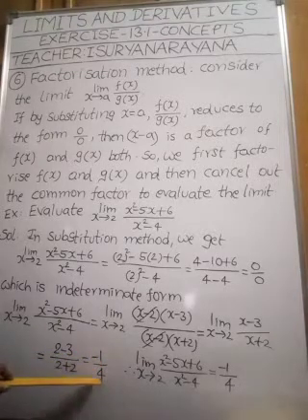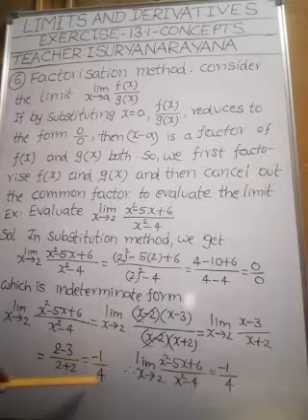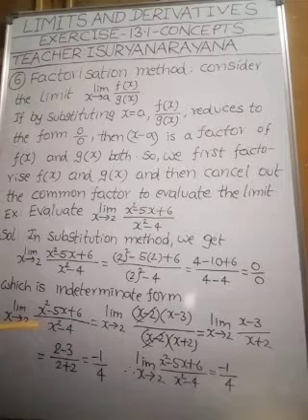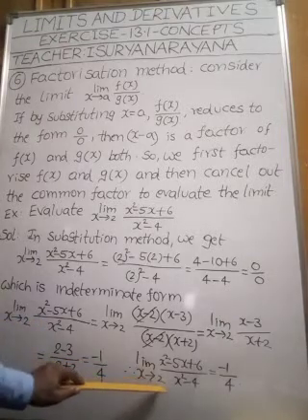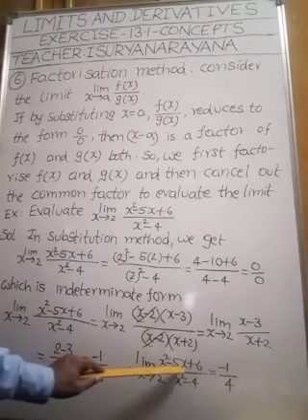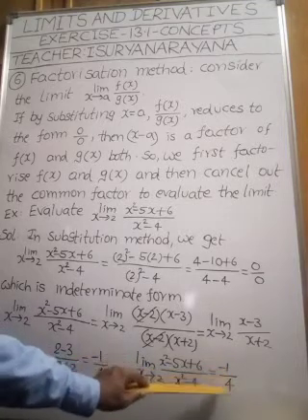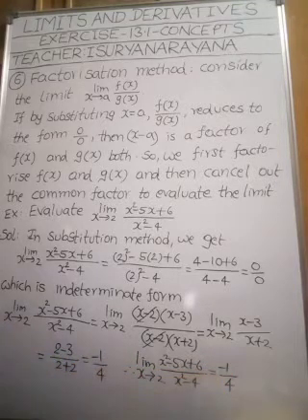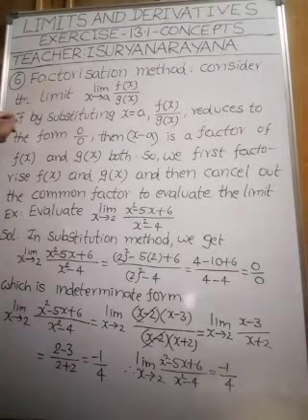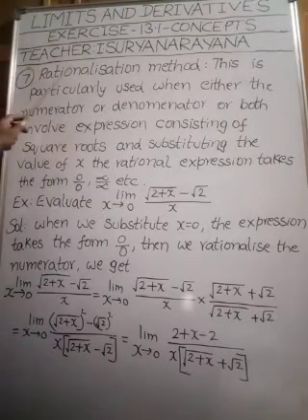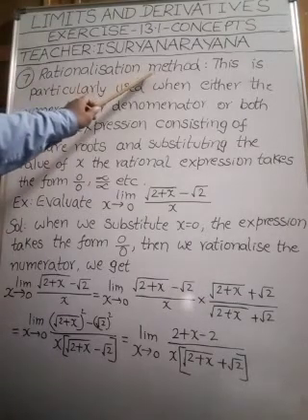What will you get in the denominator? 4. So minus 1 by 4 is the limit of this function as x tends to 2. Therefore, as x tends to 2, the limit of (x square minus 5x plus 6) by (x square minus 4) is equal to minus 1 by 4. Understood this method, my dear children? Factorization method. Right.